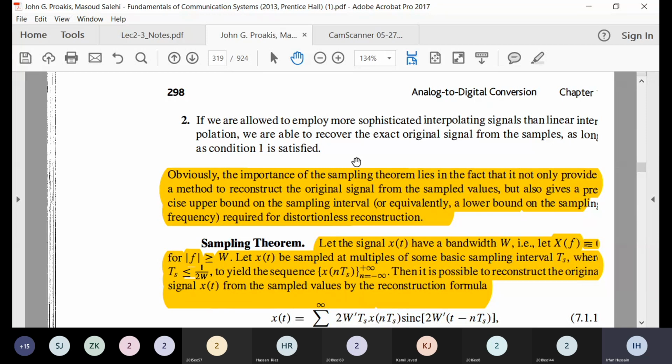So the sampling theorem gives us both concepts. One concept is how to reconstruct, and the other is the bound on the sampling interval, which we just saw. The Ts has to be less than or equal to 1 over 2W.